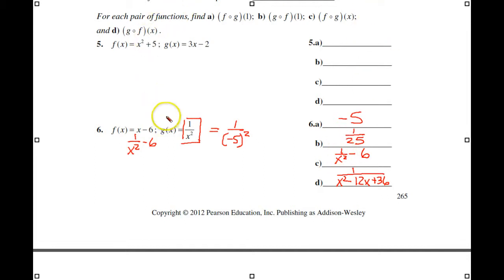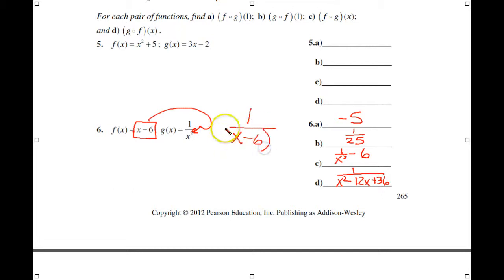And then for our d, we want to reverse this. What is our x value? Well, our x value is this. So we're going to put this where x is. So it becomes 1 over x minus 6, the quantity squared. And our 1 stays in the numerator. And then we expand this binomial, square this, multiply these two together, double it, gives us our middle term.